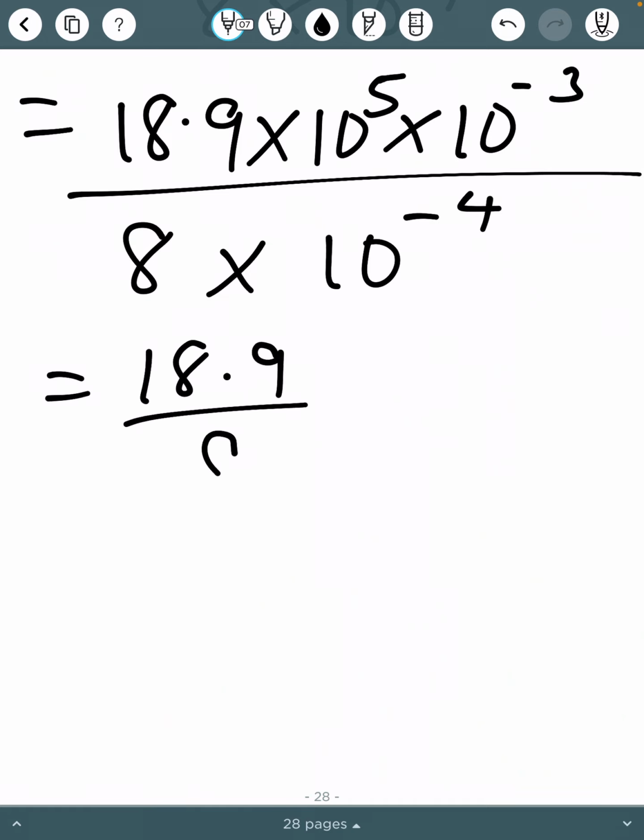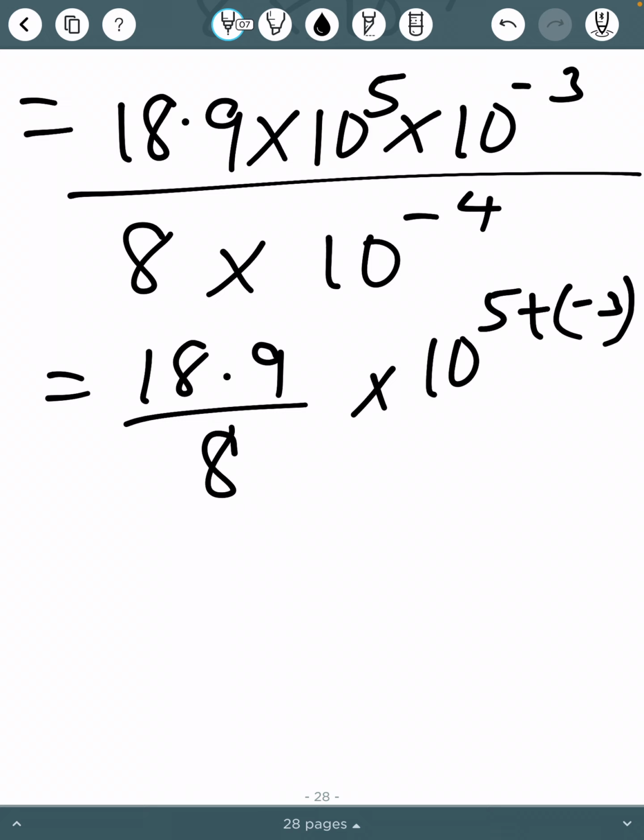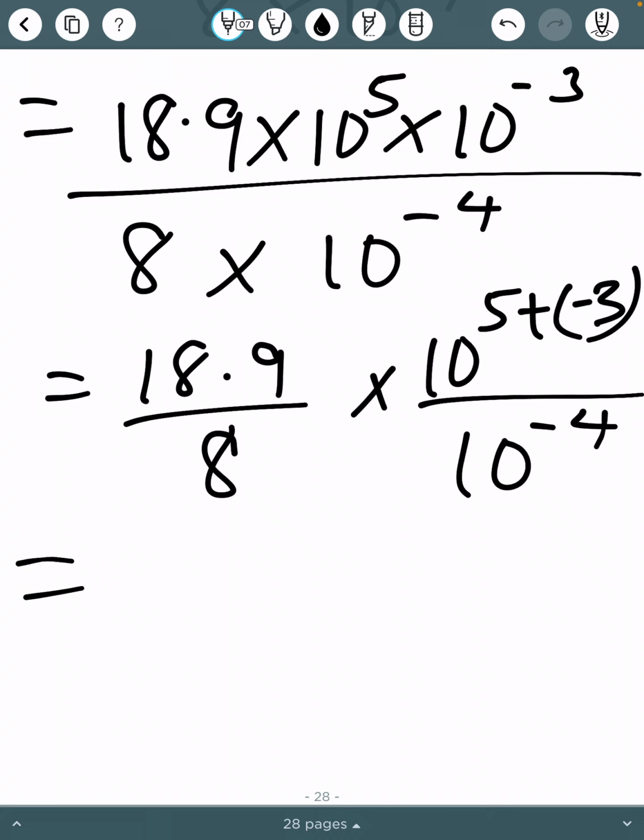18.9 over 8 will go together. Then this will be 10 raised to power 5 plus minus 3. This also will go together over 10 raised to power minus 4. Let's just keep the powers of 10 separately. 18.9 over 8. Press your calculator. This will give me 2.3625.